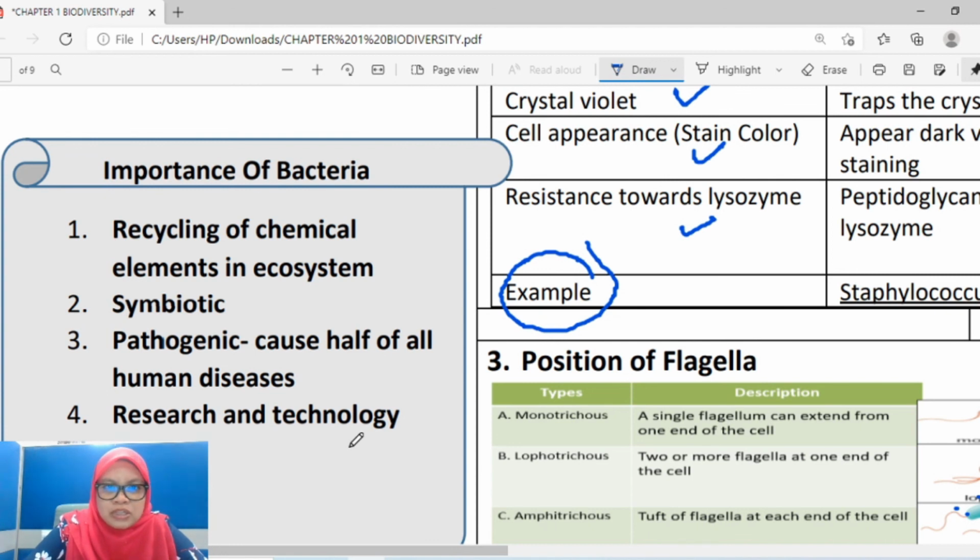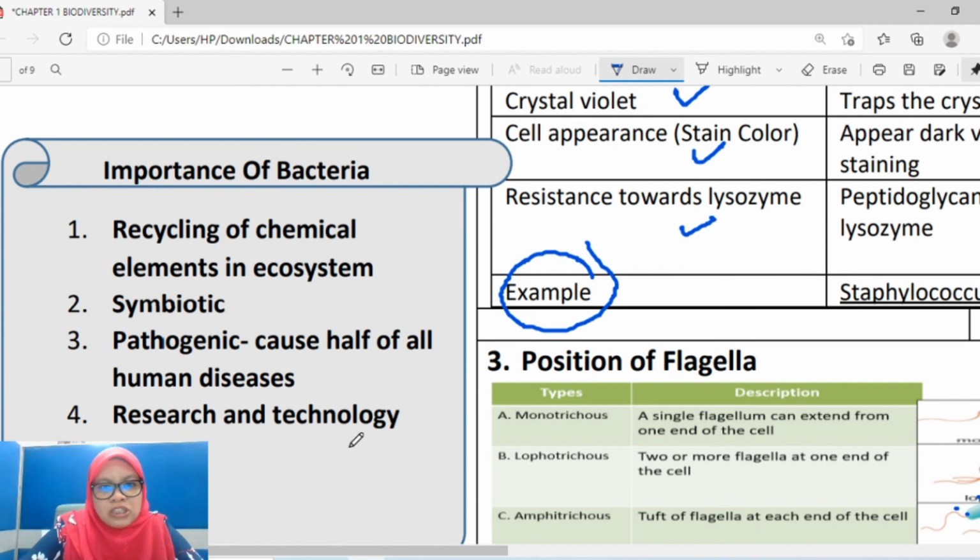Then for symbiotic ni contohnya kita sendiri, okay, antara our body, the human with the E. coli. So kita pun tahu kita memerlukan E. coli to digest the lactose. So that is in term of symbiotic relationship lah.